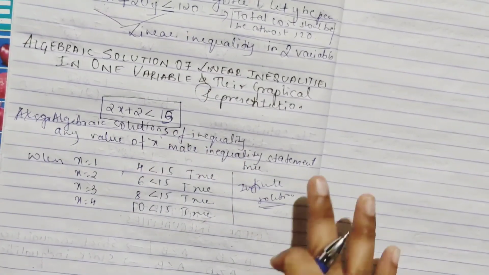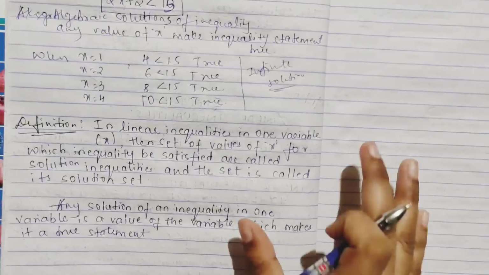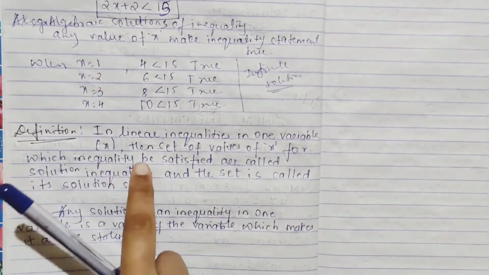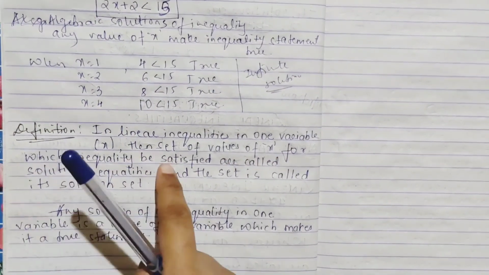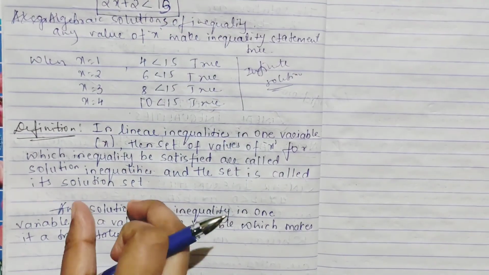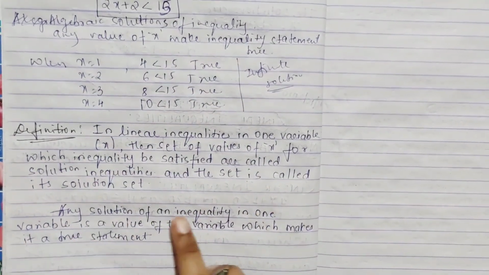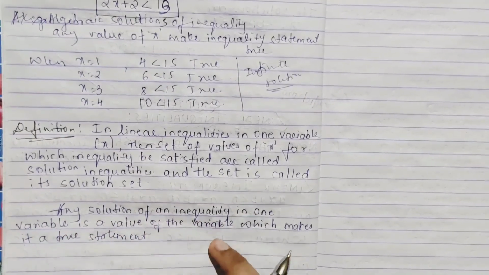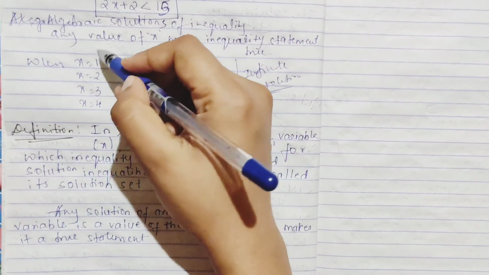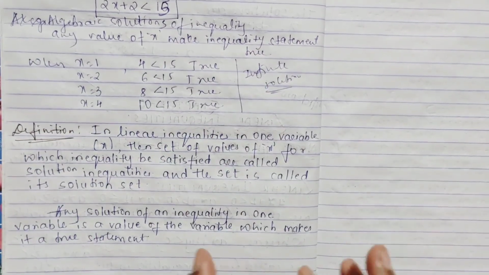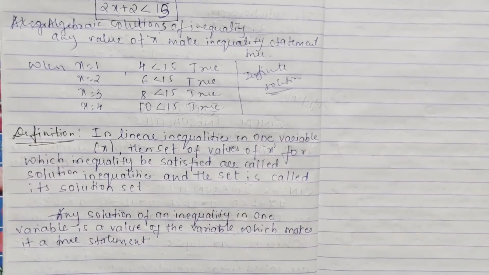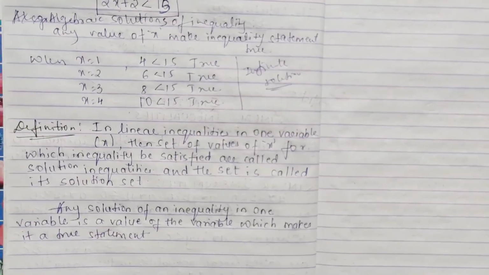In linear inequalities in one variable, x, the set of values of x for which the inequality is satisfied is called the solution of the inequality, and the set is called the solution set. Understood? Any solution of an inequality in one variable is a value of the variable which makes it a true statement. This was the theoretical part. Graphically we'll see.